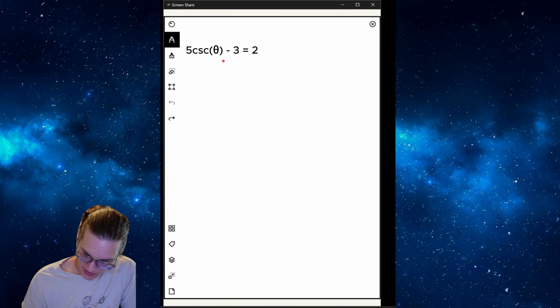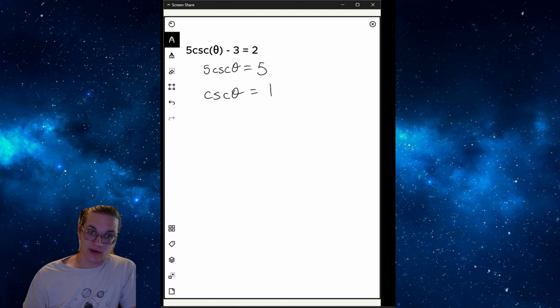I will start by adding the 3 over there. 5 cosecant of theta equals positive 5. Divide both sides by 5. Where does cosecant equal 1? Well, it's where sine of theta equals 1 over 1.